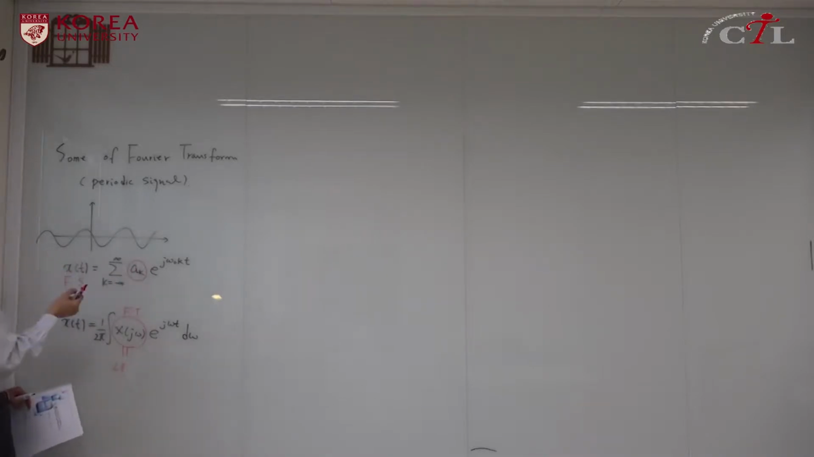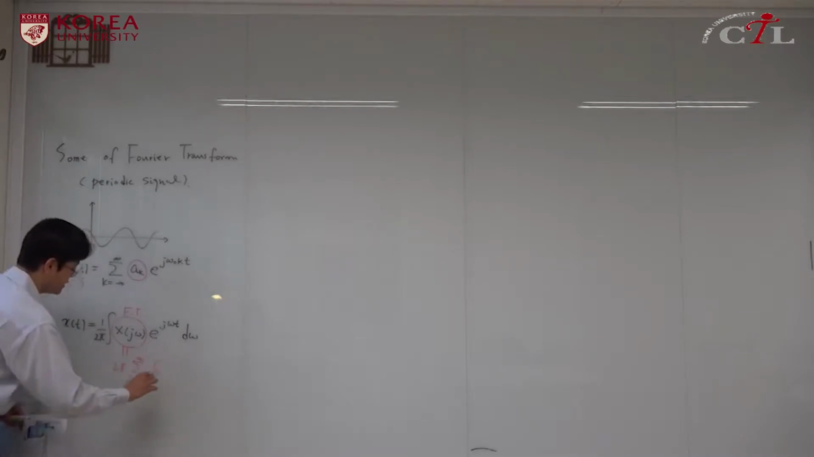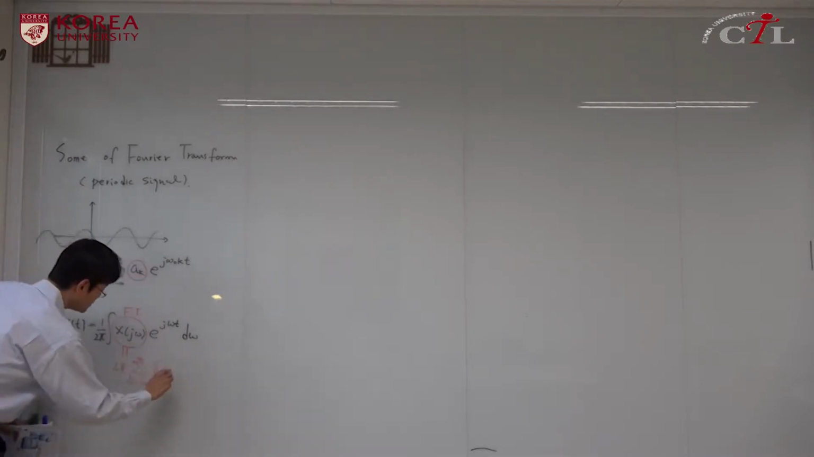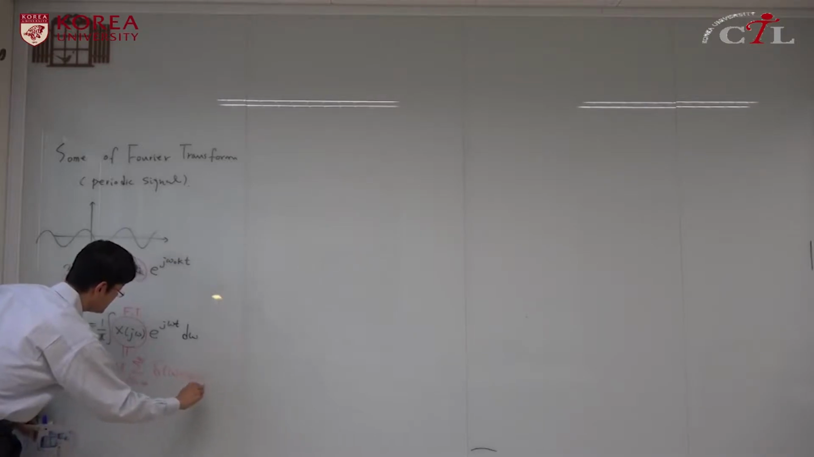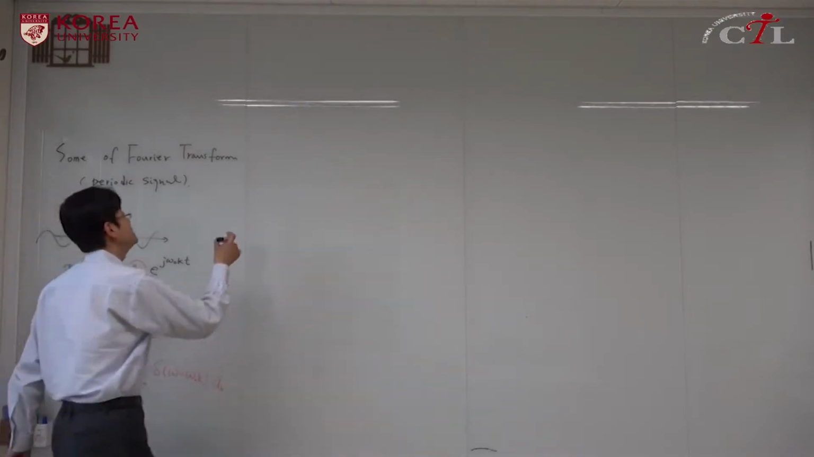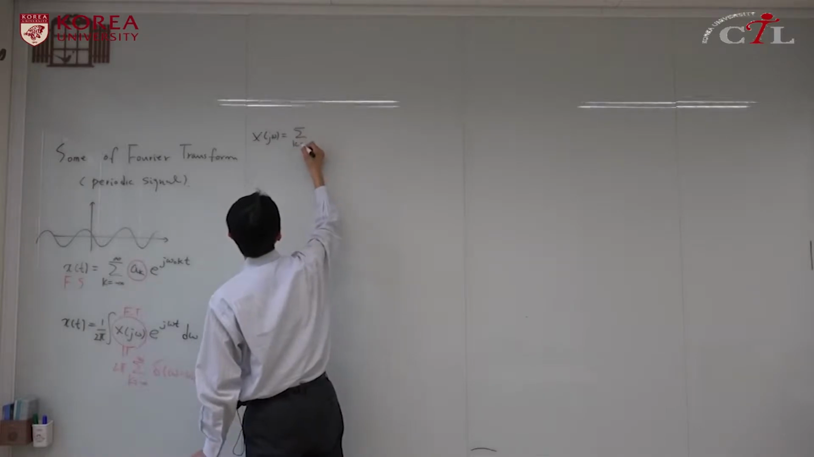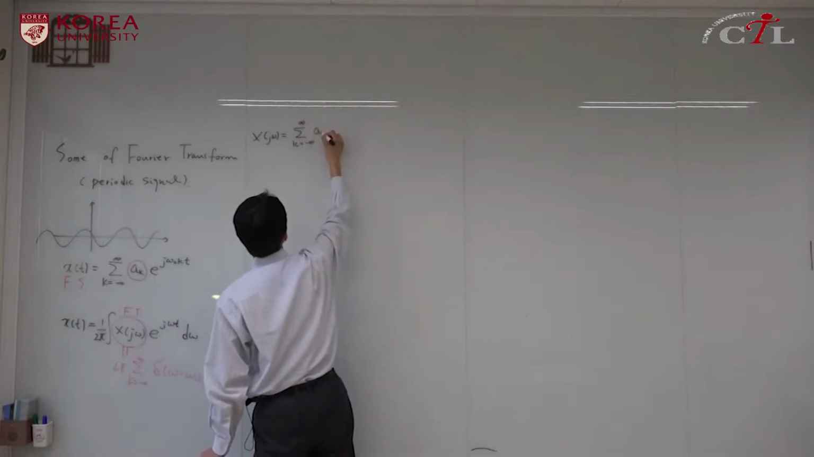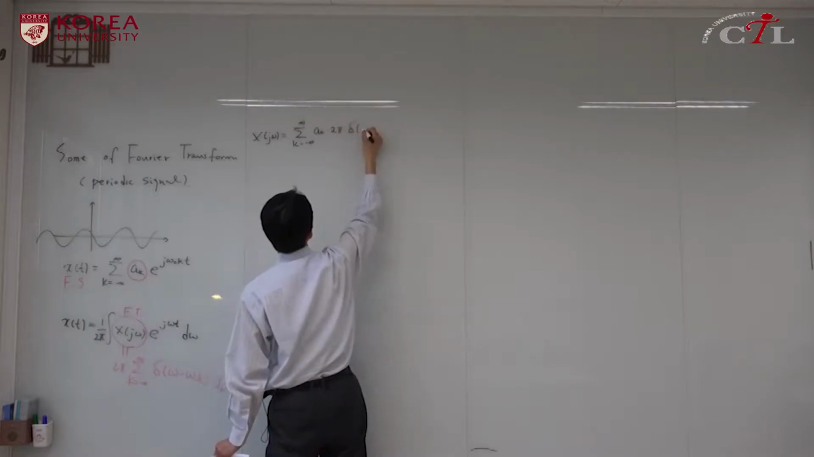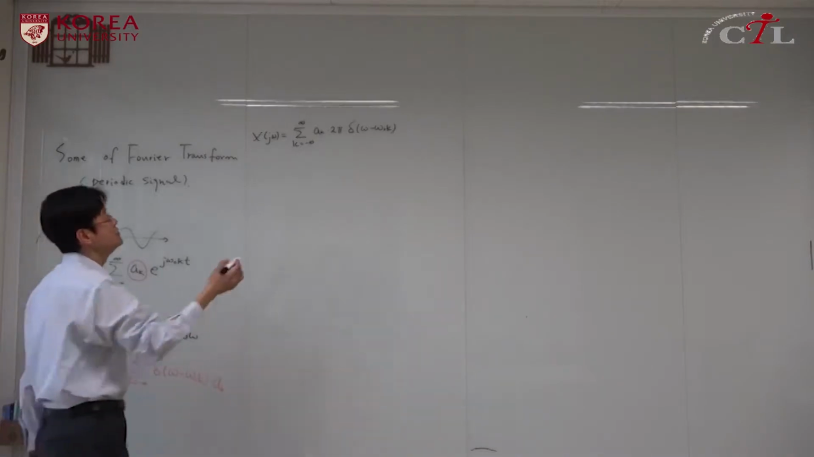And I want to select just a k, specific k. So we use impulse, right? Sigma k equal to minus infinity to infinity impulse for specific k. So omega minus omega_0 k and multiplying a_k. So just reminding that X(j omega) for periodic signal is the sum from minus infinity to infinity of a_k 2 pi delta(omega minus omega_0 k). Okay, this is just reminding.